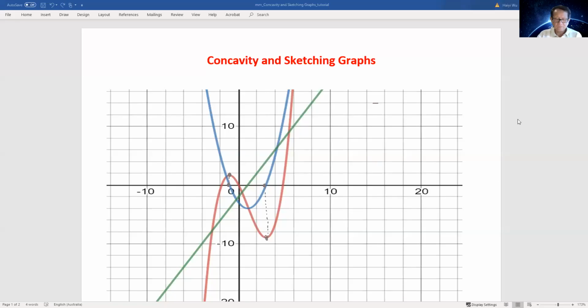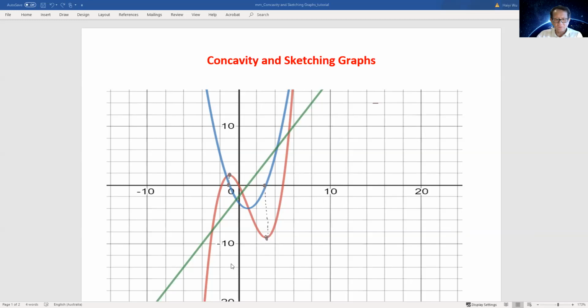Hello. Today we are discussing concavity and sketching a graph using the first derivative and the second derivative. So let's have a look at this graph, three graphs in three different colors.